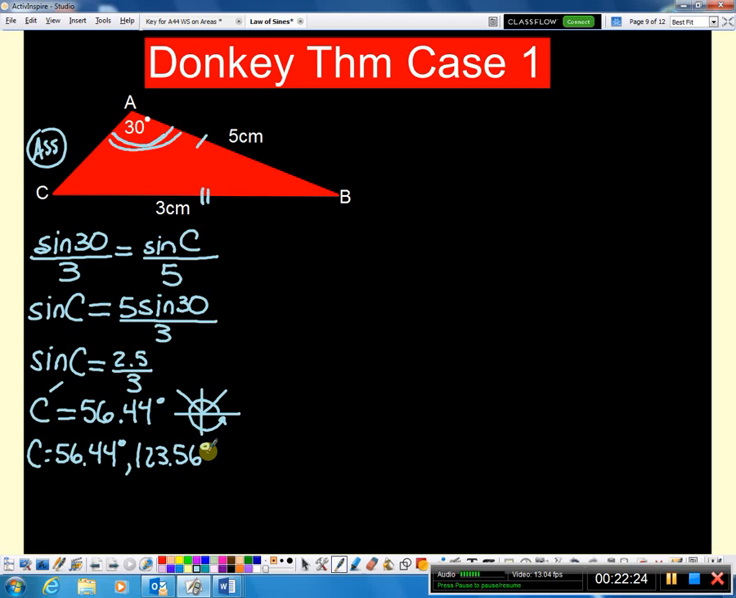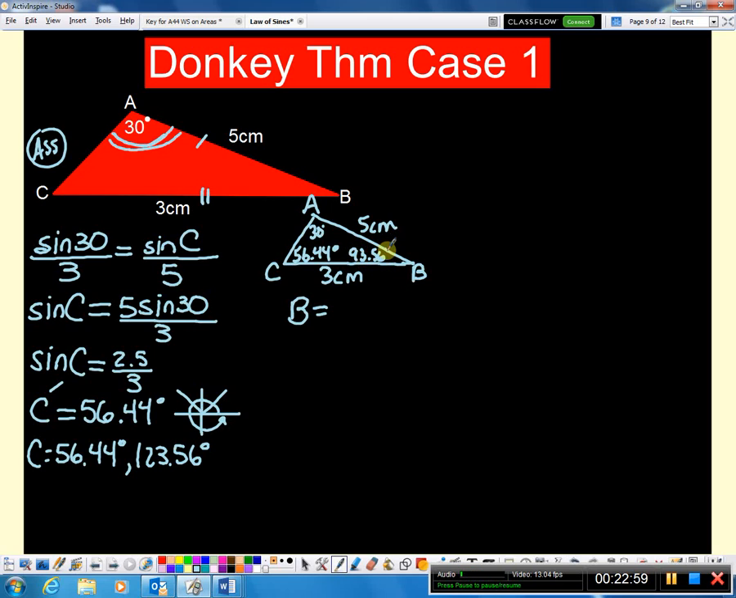In one triangle, if I say, okay, let me just reproduce what I've got. If this is A and it's 30, this is C, this is 3 centimeters, this is 5 centimeters, and this is B. Could I have this to be a 56.44 degree angle? Well, yes, I could, because that would lead me to find B by saying 180 minus 30 minus 56.44. So I'm getting 93.56 here.